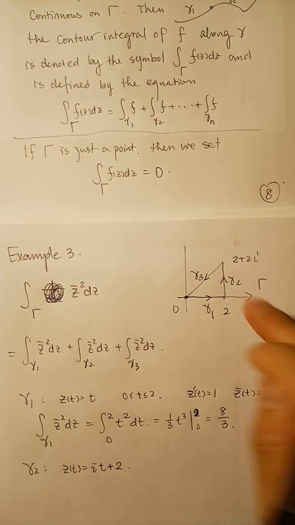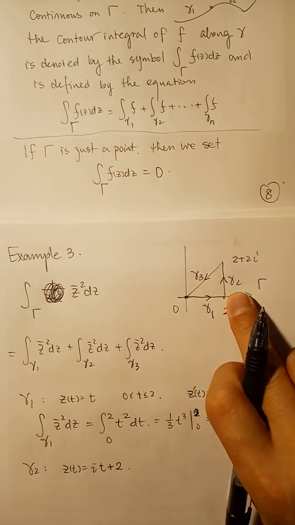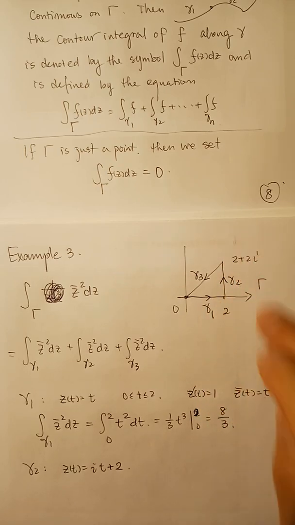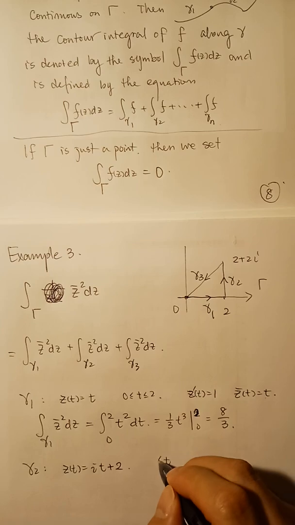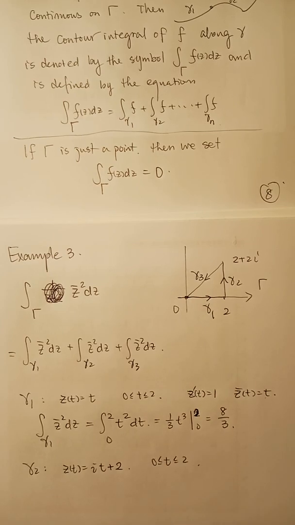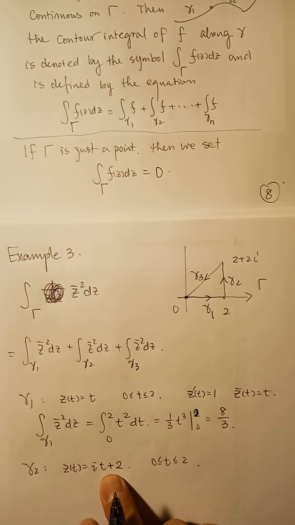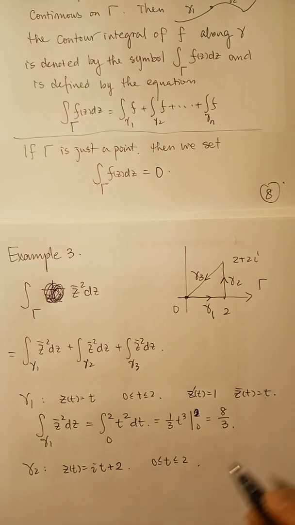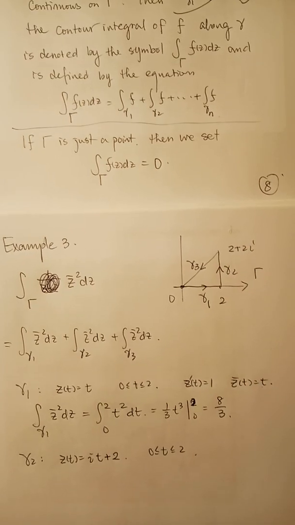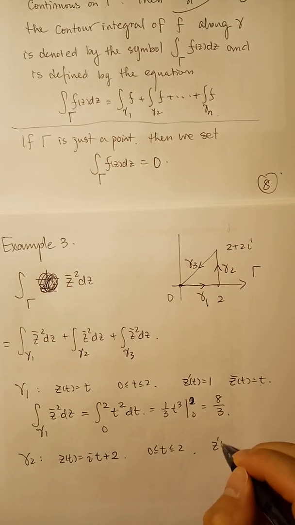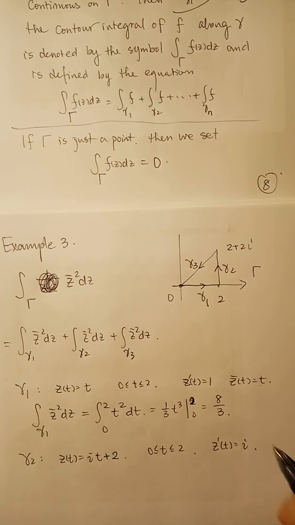It is i times t plus 2. The real part is always 2. The complex part is from 0 to 2, so t is between 0 and 2. Okay? So this is it plus 2, or 2 plus it. I forgot this 2. And z prime is i.